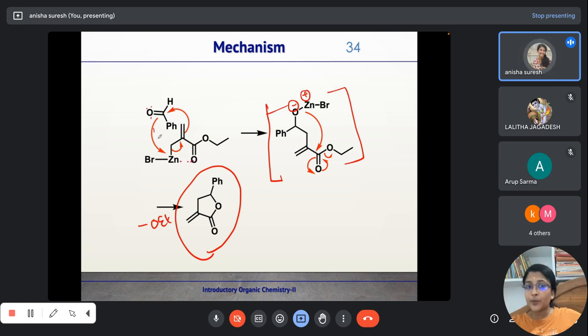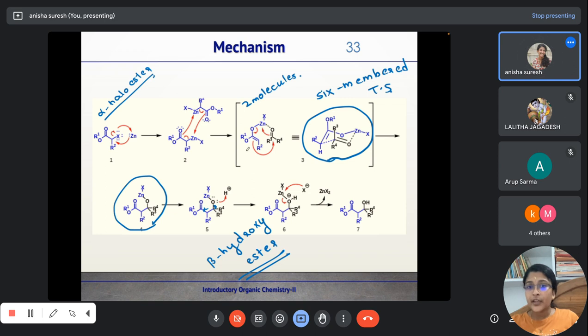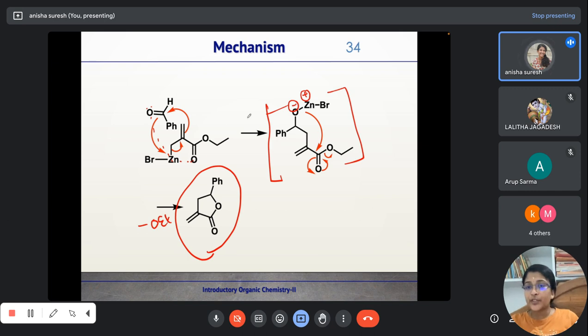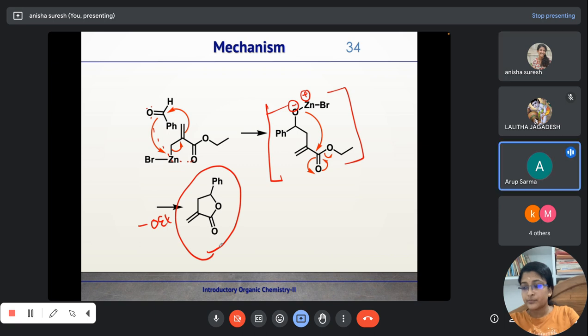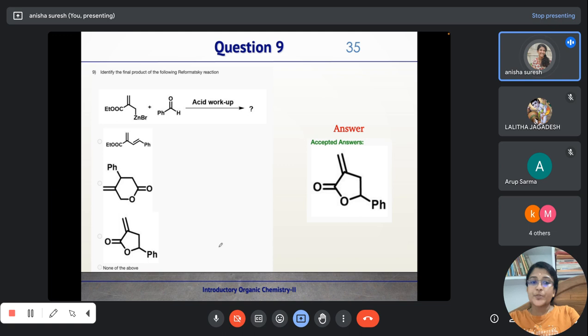So the zinc can coordinate with both the oxygen of the electrophile and that of the ester. Then this oxygen will attack the zinc, this bond will break and this double bond will go and attack the electrophile. It is similar to this step. So it will lead to formation of this compound, then this bond can break and this O minus will go and attack this ester. OEt will be removed and it will lead to formation of this 5-membered lactone. Mechanism is clear, right? Yes, ma'am. Okay, so the right answer is option C.